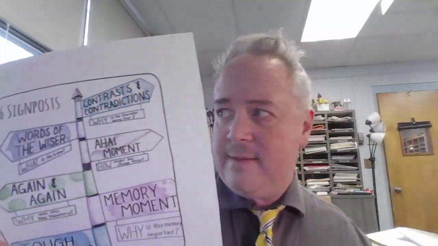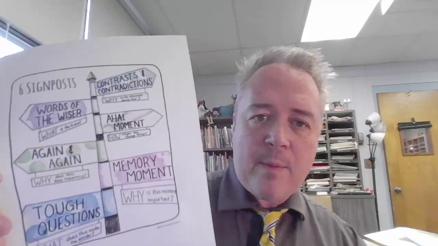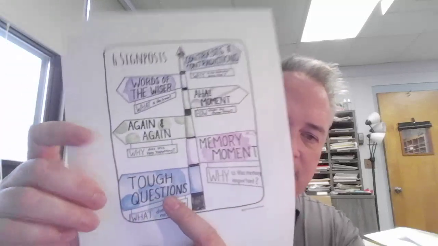I know that you and your class have been working on something called signposts, right? Signposts are these different things that you've learned about. There's words of the wiser, when an older, wiser character gives some advice to another character. There's contrasts and contradictions. That's when something is the opposite of what you would think it needs to be. Again and again, that's when something happens again and again inside of a story. And aha moments, when a character learns something, like a big deal something. A memory moment, when a character is remembering something that happened in his or her life. Or tough questions, something that's a really hard life kind of question that either the author is asking or a character is asking, okay?